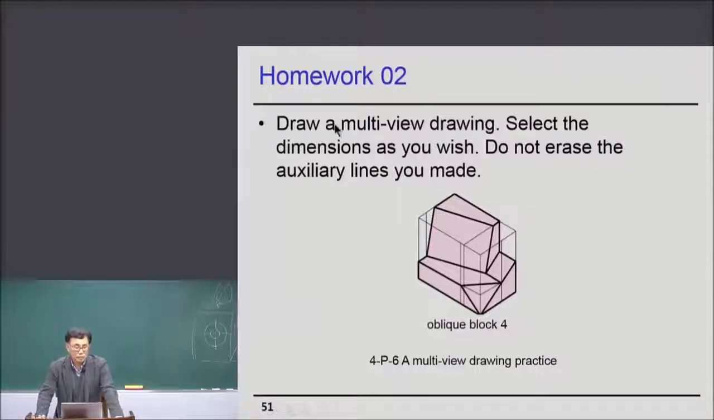You have to draw a multi-view drawing of this oblique block four, and select the dimensions as you wish. It depends on you what the dimensions are, but it has to fit inside the A4 size drawing paper. And do not erase the auxiliary lines you made. Maybe it includes a 45-degree auxiliary line. You have to make it, and you do not need to erase it, okay?